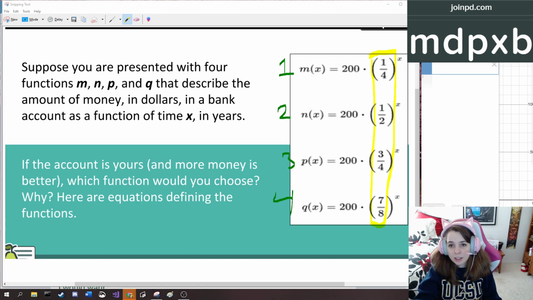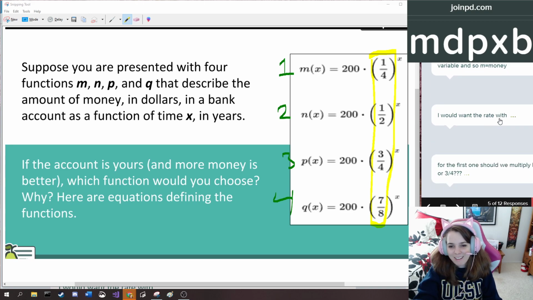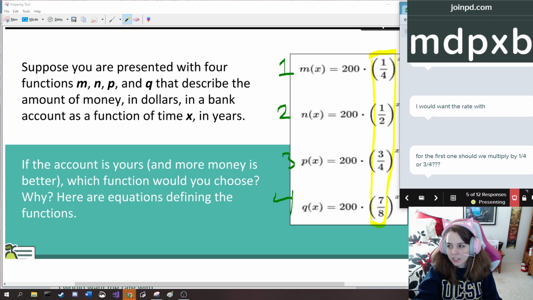All right, so I'm going to take a look at some of our responses. This one's kind of funny. I would choose the first equation because it's the only one with m, and m equals money. Then this student here asked, for the first, should we multiply by 1/4 or 3/4? Well, which is going to be better, right? That's a good question.